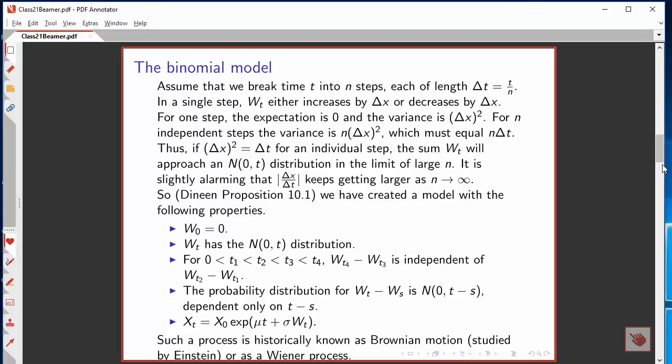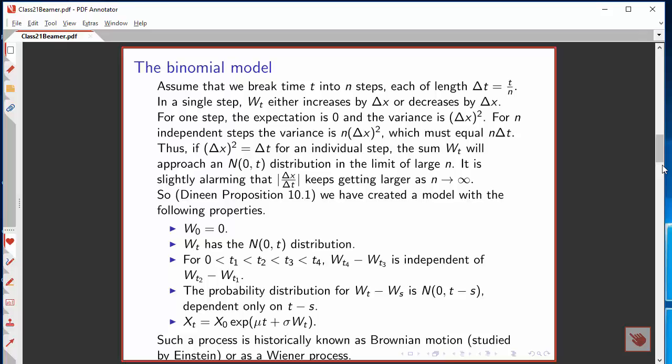The variance is clearly delta x squared because delta x squared has a constant value. If we have n independent steps, the variance is going to be n times delta x squared, and we know that the variance has to be proportional to the time interval, so that has to equal n times delta t. That means if we make the change delta x squared equal to the time interval delta t, then the sum of these random changes will approach a normal distribution with variance t and expectation 0 in the limit when n gets very large.